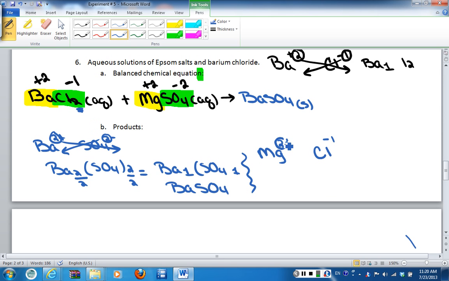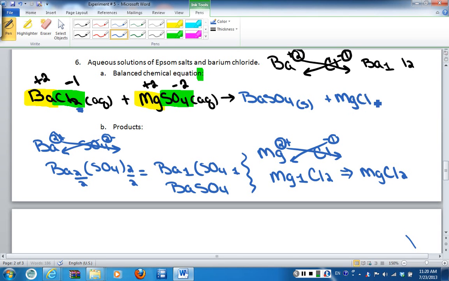So we go through, we crisscross again, and we now have our new subscripts, Mg1Cl2, which then becomes MgCl2. So we have our second product, and if we look at our solubility rules, we see that magnesium chloride is aqueous in solution.